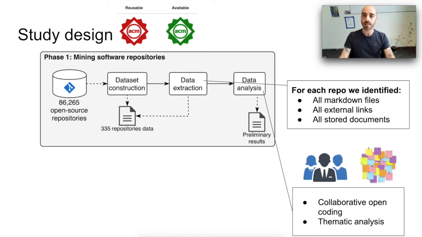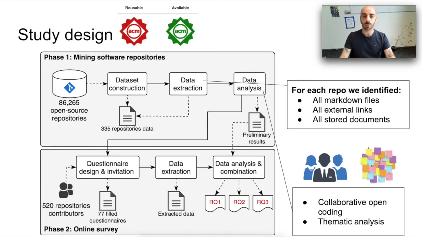The preliminary results have been refined by closing the loop towards practitioners. So in the second phase, we ran an online survey with 520 contributors to open source repositories. We got 77 answers to this survey, and we use this additional information to check the usefulness of the preliminary results and to see if we can expand the catalog of guidelines according to what the practitioners propose.